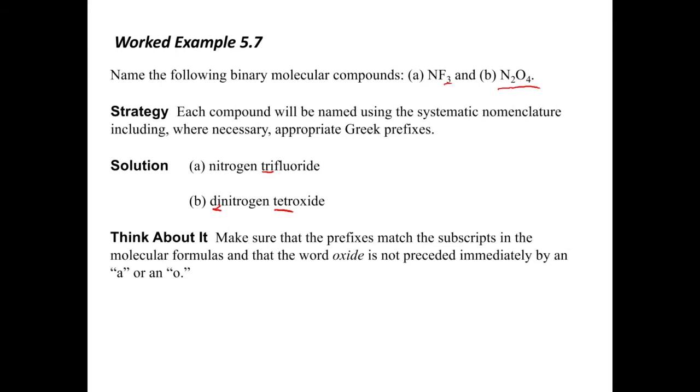So that's really all there is to it. Any binary molecular compound, this is how you're going to name it. When we start to get bigger than this, they start to get a little more complicated. But if it's a binary molecular compound, this is all you need to know. So just know your Greek prefixes and know how to use them.